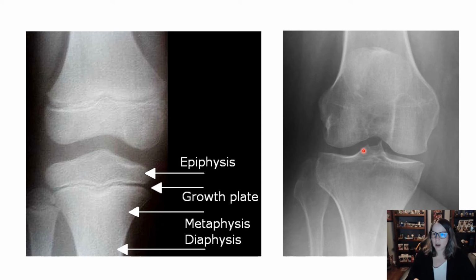On the right, I do not see that. In fact, I can barely even see the epiphyseal line. This to me would indicate that this person has stopped growing.